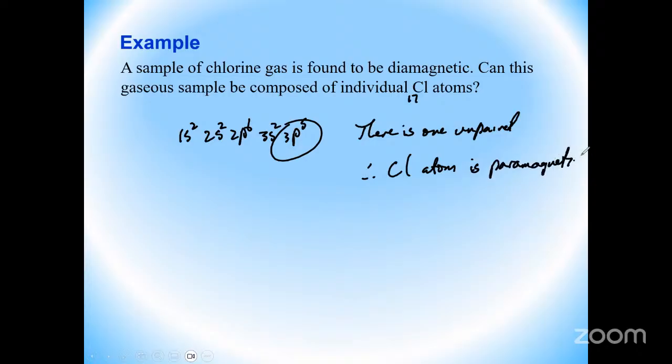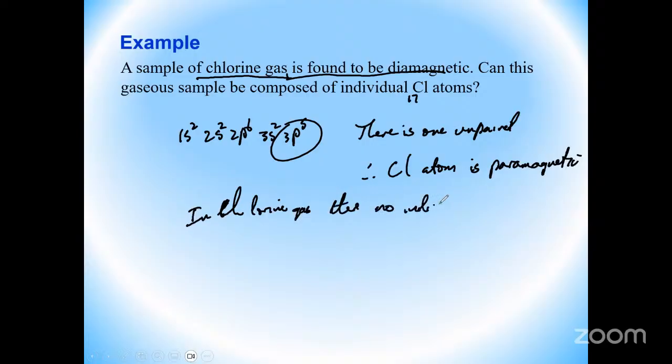All right? And if it is paramagnetic, that means that, well, in this sample of chlorine gas, which was found to be diamagnetic, it would not consist of individual chlorine atoms. So in chlorine gas, there are no individual chlorine atoms. And we all know this already, because remember, chlorine exists in nature as Cl2, right?